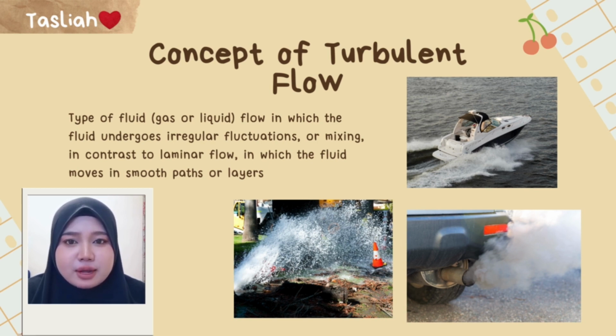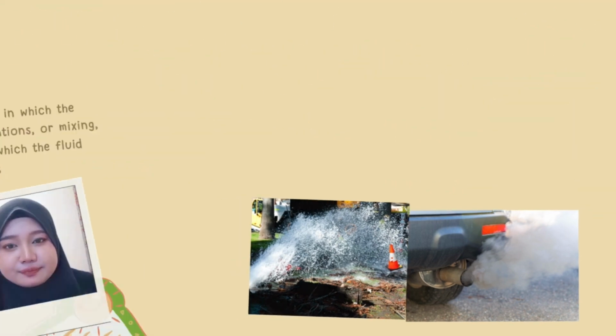How exactly do you identify turbulent flow? Let me list down some of the detailed characteristics of it. First of all, the Reynolds number for turbulent flow is above 4000. Then, with high velocity, the particle paths are really irregular.